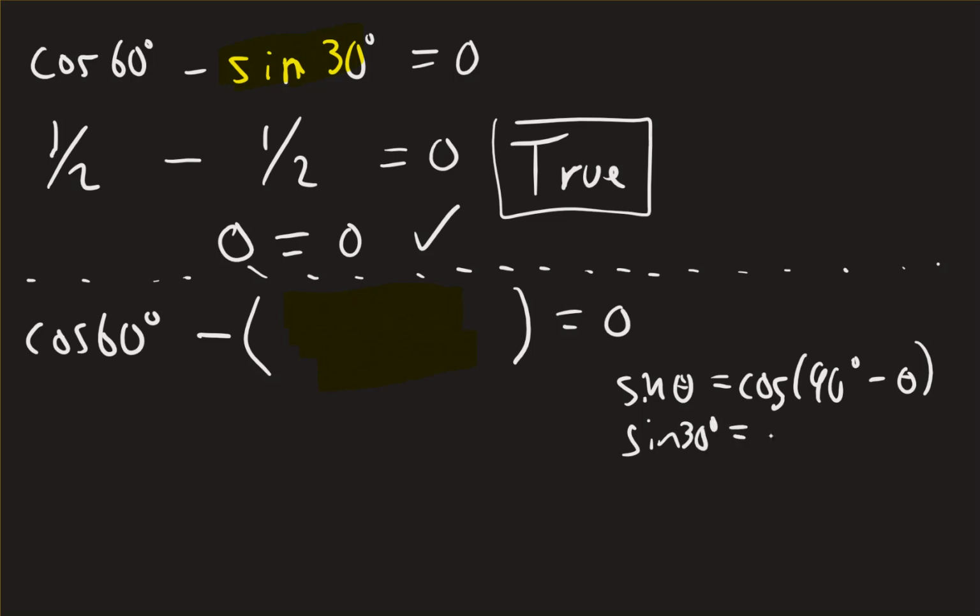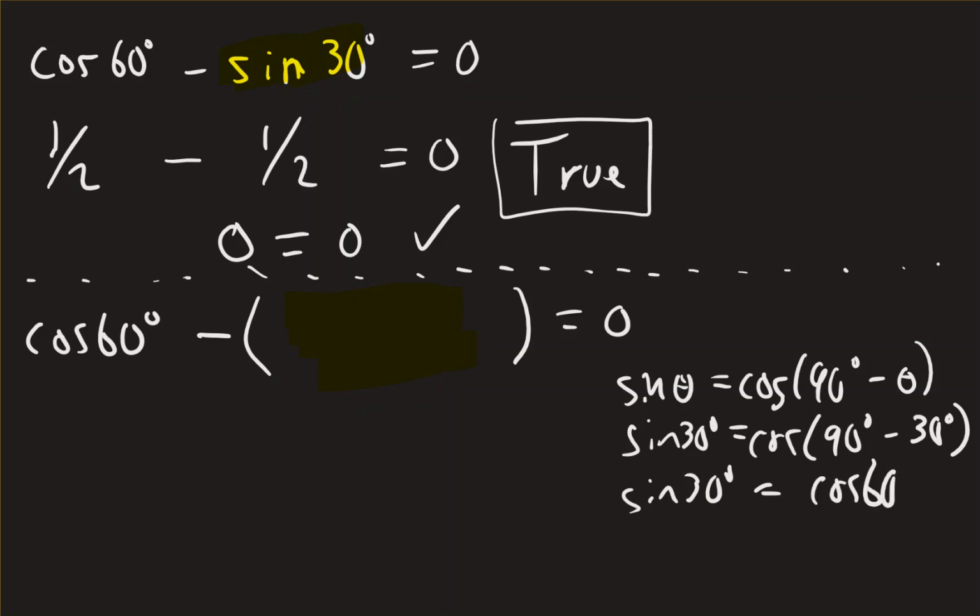So sine of 30 is the same thing as the cosine of 90 minus 30. So the sine of 30 is the same thing as the cosine of 60. So from that cofunction, you can see those are equal. So of course, if you take something and subtract something that's equal from it, you're going to end up with 0. So just a different way to look at the same question.